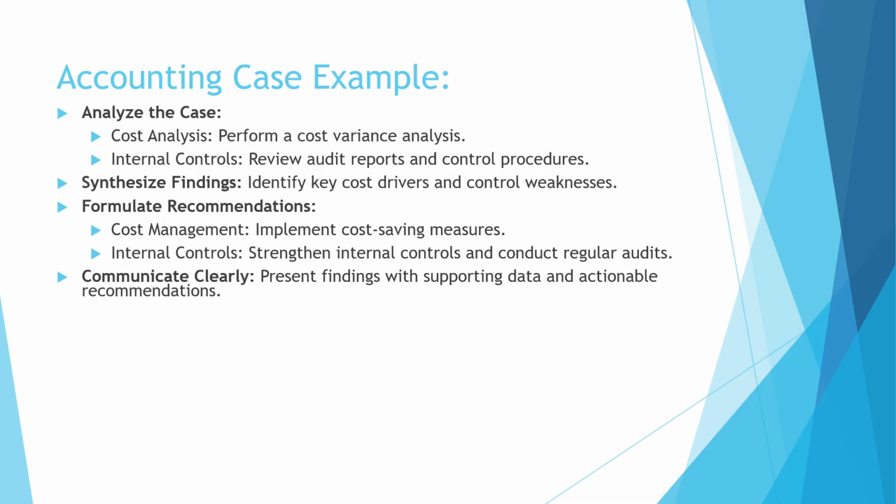Now it's time to analyze the data. Start with a cost variance analysis to pinpoint where the company is overspending. Then, review audit reports and control procedures to identify gaps or lapses in control. Next, synthesize your findings. Summarize which cost drivers and controls are problematic. Often, you'll see clear patterns emerging. From here, you make recommendations.